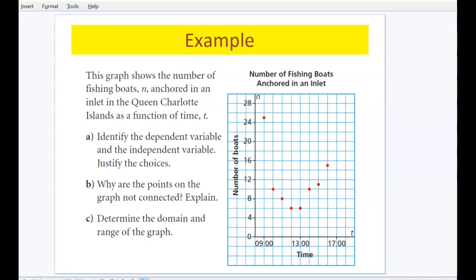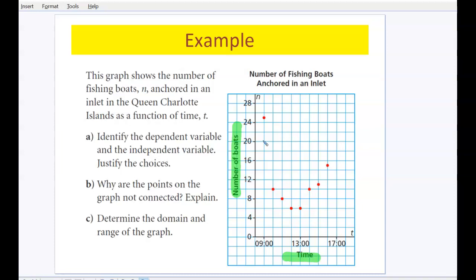Well, the independent variable is time, with the x-axis, and the dependent variable is the number of boats. Question B says, why are the points on the graph not connected? Well, they're not connected because that would indicate that there are partial fractions of boats, and there aren't. You can only have whole numbered boats, so that's why there are separate dots on this graph and the graph is not joined.